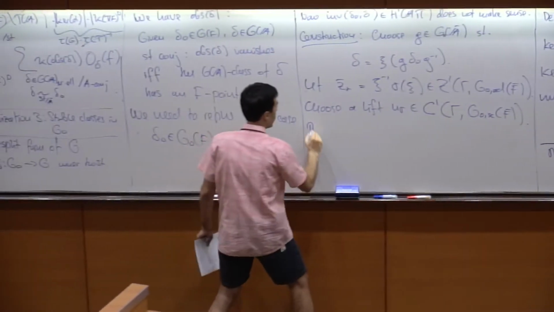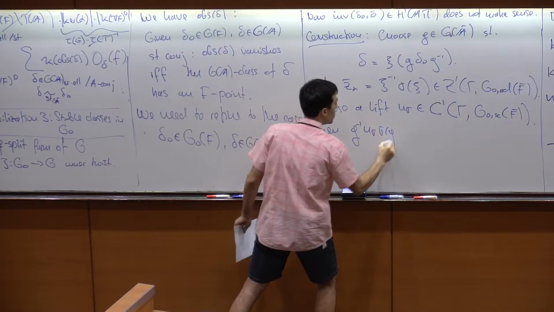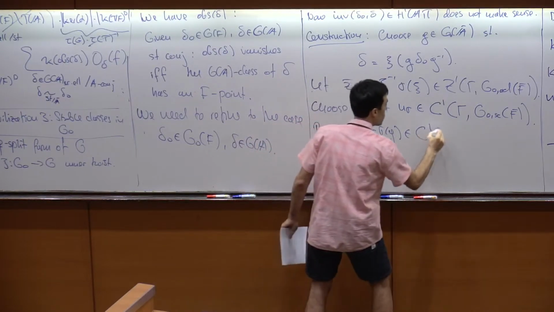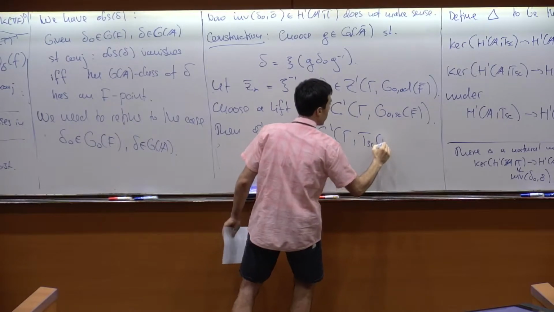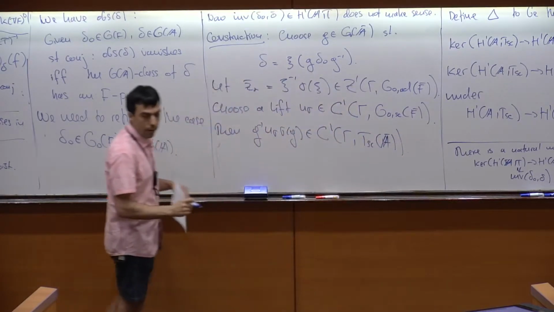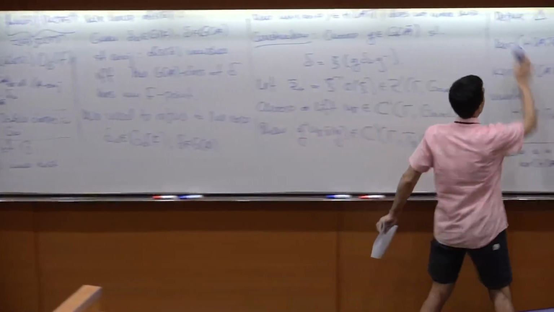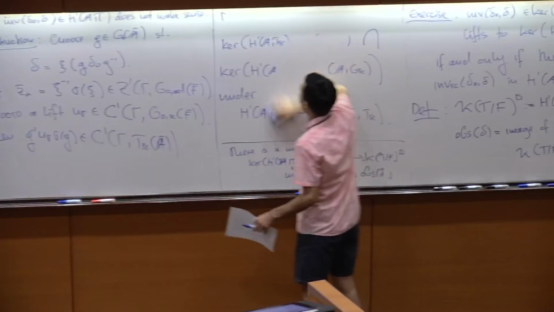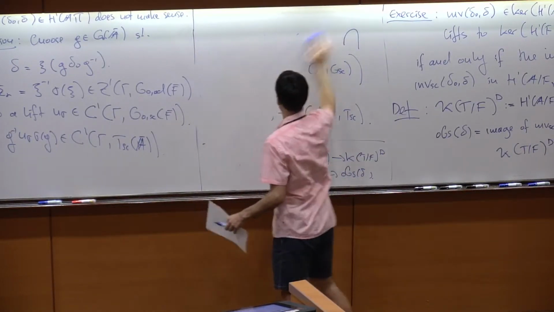Okay, then G inverse U sigma sigma G is going to be again a cochain in TSC of A bar. But the cochainness is gone. What is the cochainness? What prevents this from being a cocycle? What is the differential of this cochain?